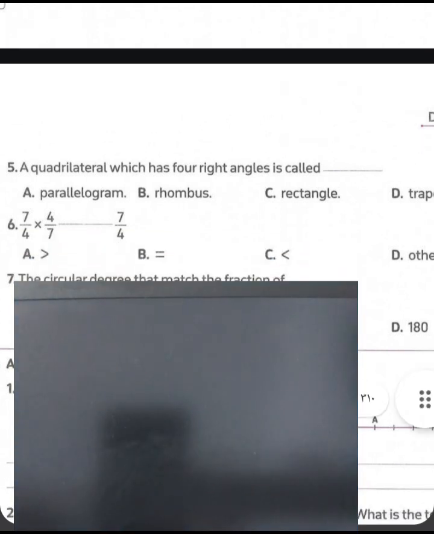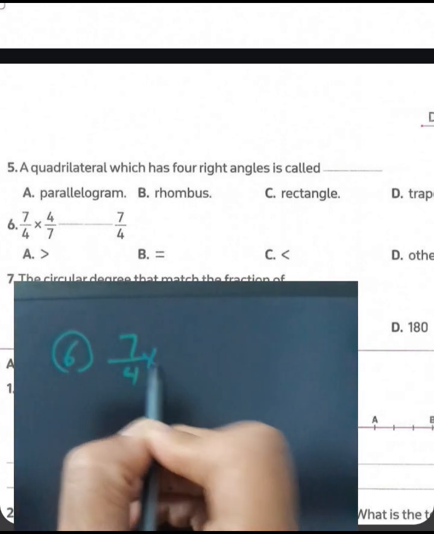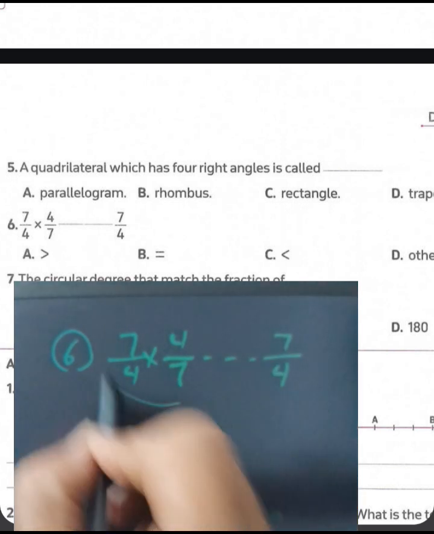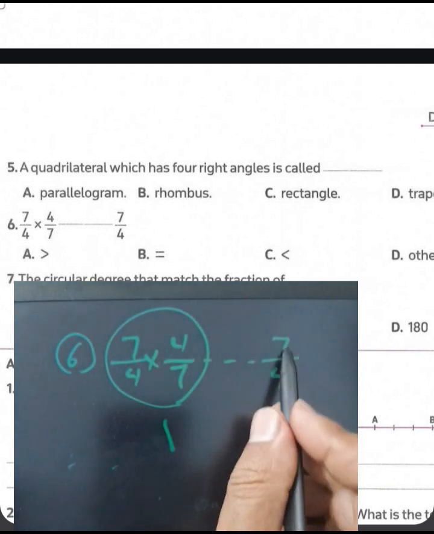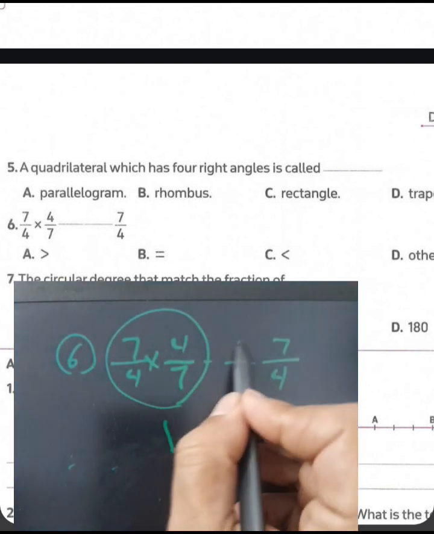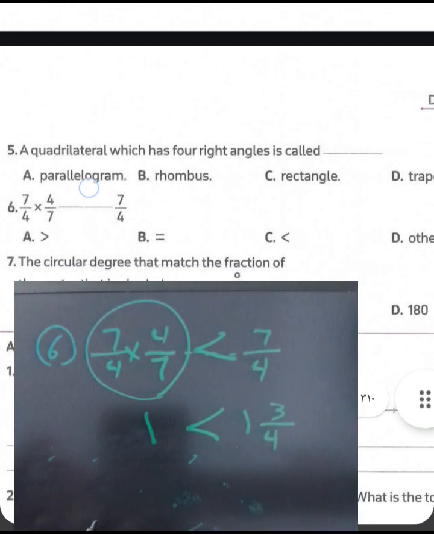Question number 6. Comparing between 4 over 7 product by 7 over 4, and 7 over 4. 4 over 7 product by its reciprocal, it will be 1. And we have 7 over 4, it will be 1 and 3 over 4. Then 1 is less than 1 and 3 over 4. Okay, less than.